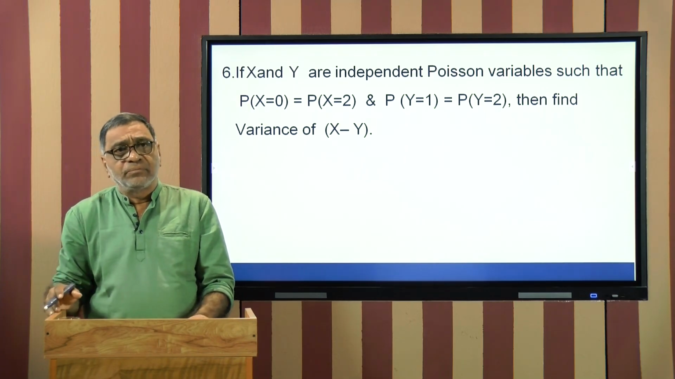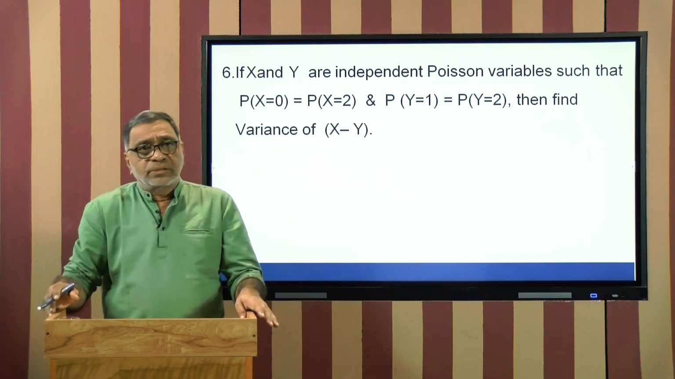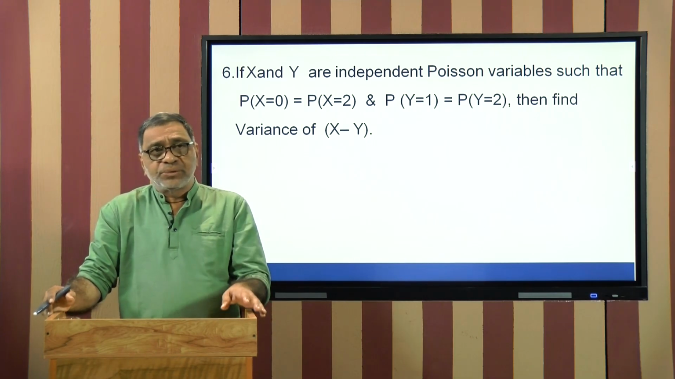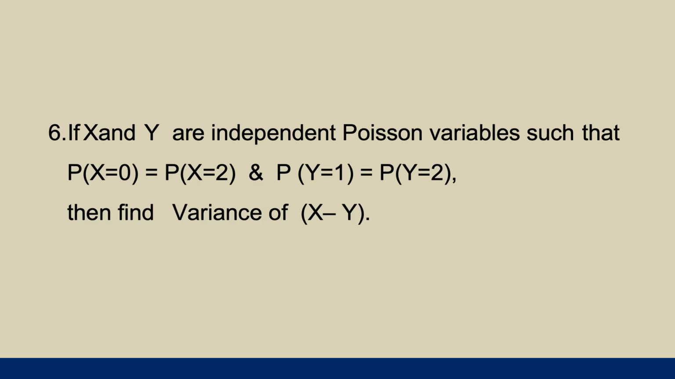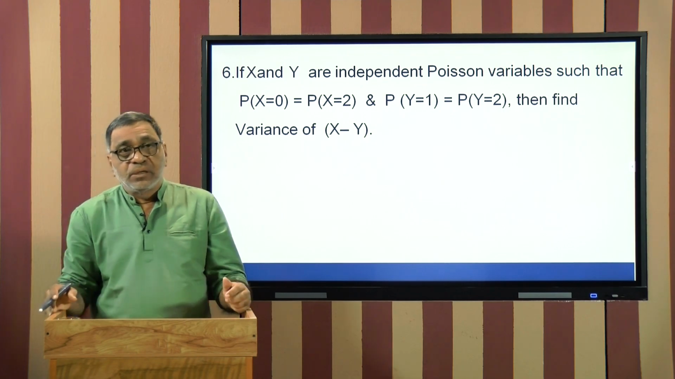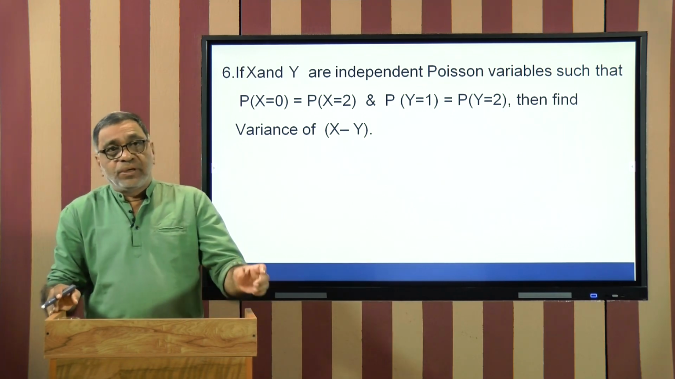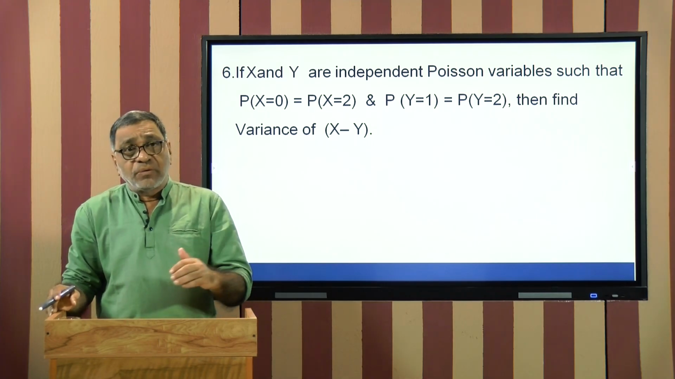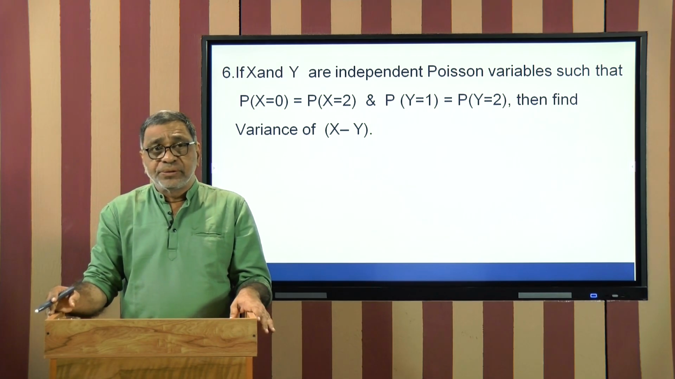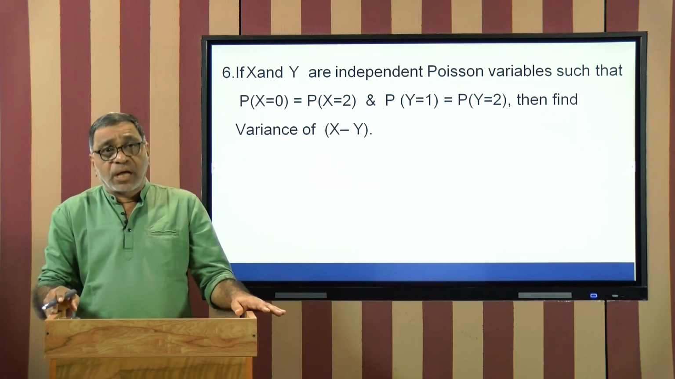Again, another problem here, one more example we are considering. This is also something similar to the earlier one. If x and y are independent Poisson random variables such that the probability of x equal to 0 is equal to the probability of x equal to 2, and the probability of y equal to 1 is equal to the probability of y equal to 2, then find the variance of x minus y. So, this is another question related with two random variables, and those two random variables are independent Poisson random variables, but the parameter value is not given directly.